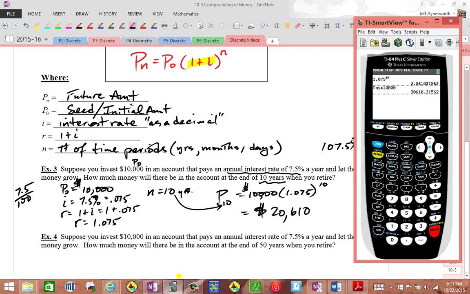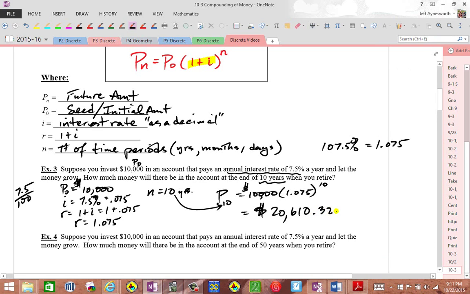20,610, and how many cents? Got to round it, right? 32 cents. See the 5? Look at the third digit and round the second. So 32 cents. That's what you have after 10 years, my friends. That's all there is to it.